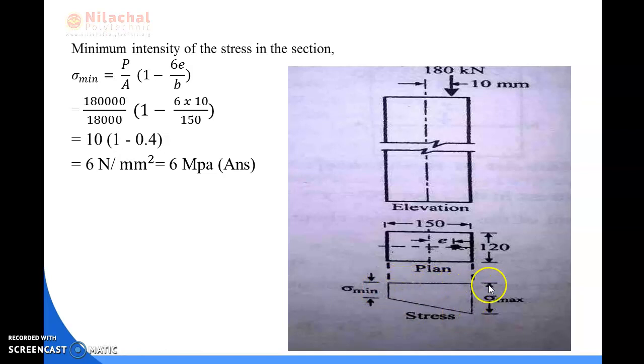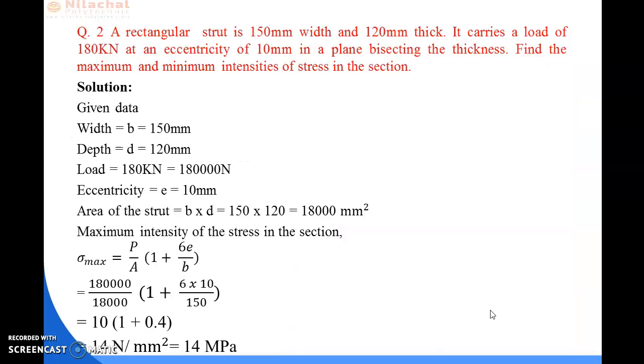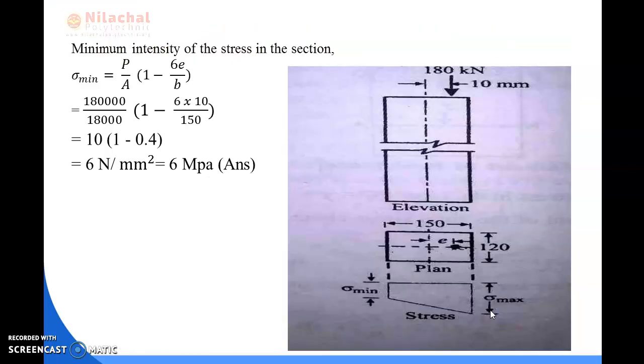As we know, the right side edge is given as the sigma max value and the left side edge is given as the sigma minimum value. So the sigma max value we got as 14 MPa and the sigma minimum value we got as 6 MPa. Hence we can draw the stress distribution for the column section.